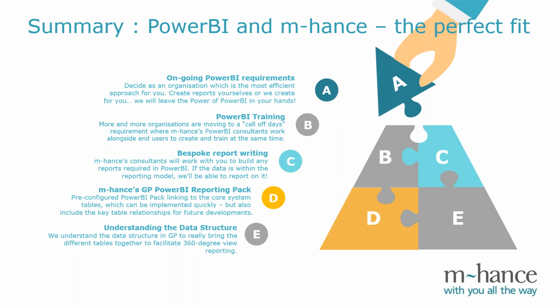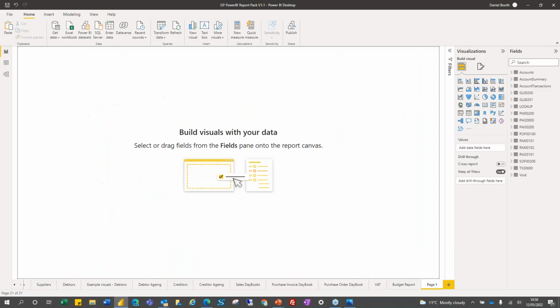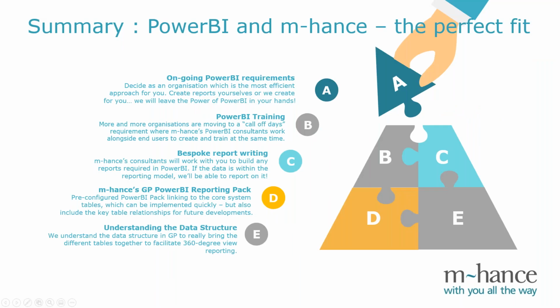Looking at why we are the partner of choice with regards to Power BI, and with you as your partners, we understand the GP data. The GP data tables are not exactly easy naming. You've got to think about what's in what. We know where that data sits in the tables in GP. We can help you through that process and help you understand what tables it's in. We've got our reporting part, as I said before, with the table relationships in.